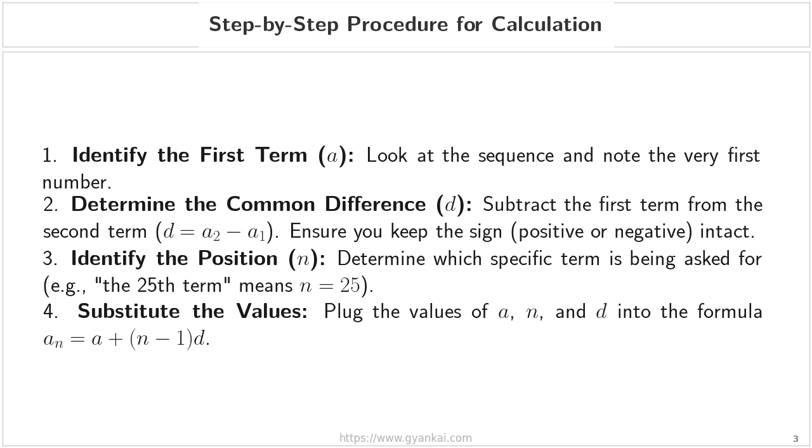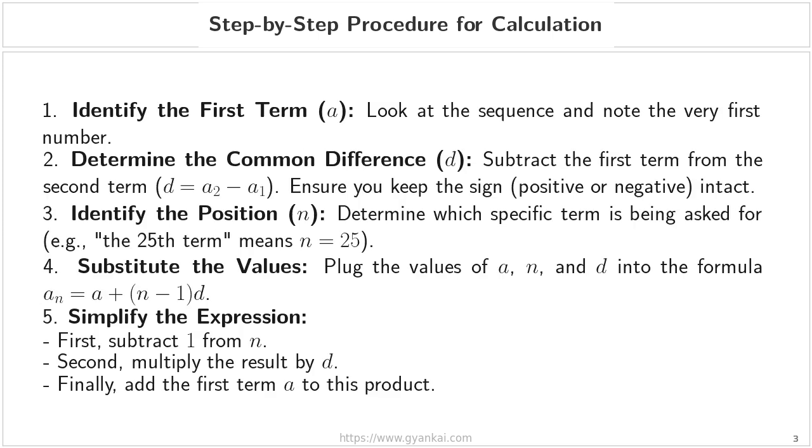Fourth, once you have these three pieces of information, it is time to substitute the values. Take your a, your n, and your d, and plug them directly into our formula. A sub n equals a plus the quantity n minus 1, all multiplied by d. Finally, you must simplify the expression using the correct order of operations. We will look at this in more detail in the upcoming examples, but generally, you should first subtract 1 from n. Second, multiply that resulting number by d. And finally, add the first term, a, to that product to reach your final answer.